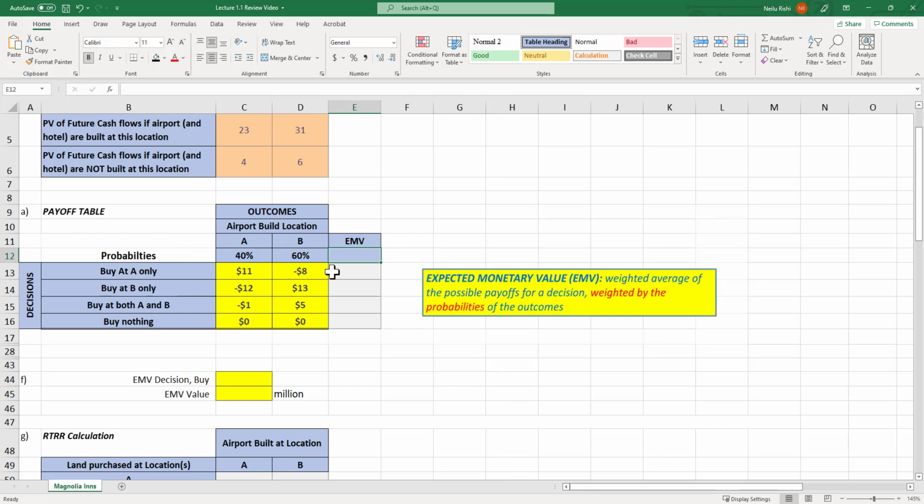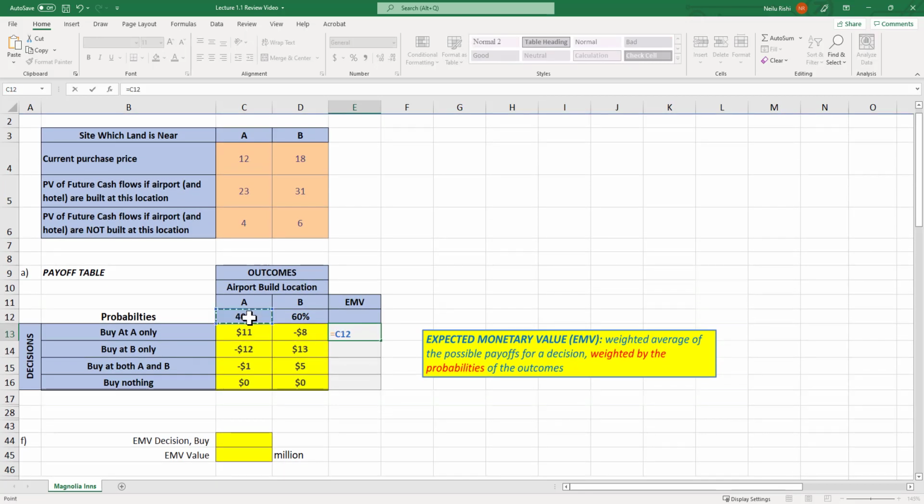Now, to calculate the EMV, I essentially take 40% weight times the outcome associated with A plus 60% times the associated outcome with B. Now I should have clarified this is all related to the decision to buy at A only. So I'm isolating one decision at a time and then doing a weighted average of the outcomes. And what I get is negative 40.